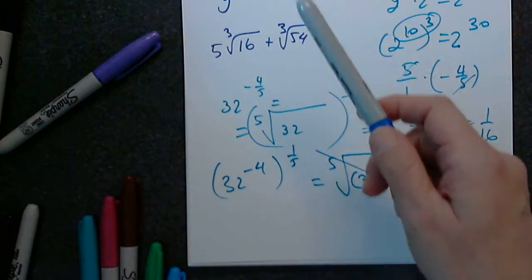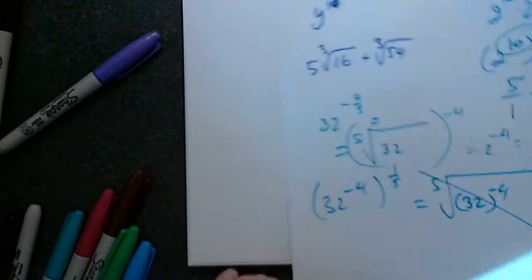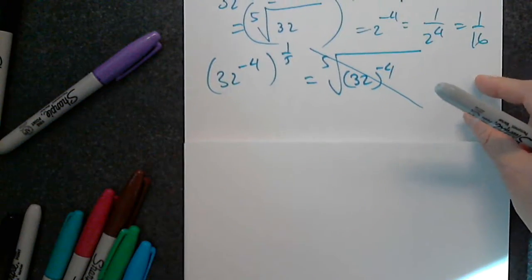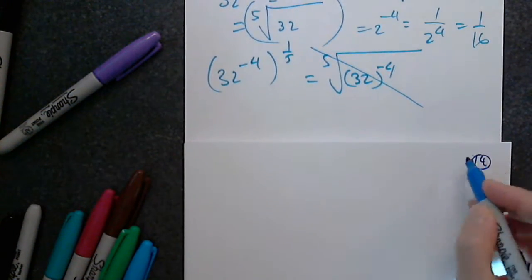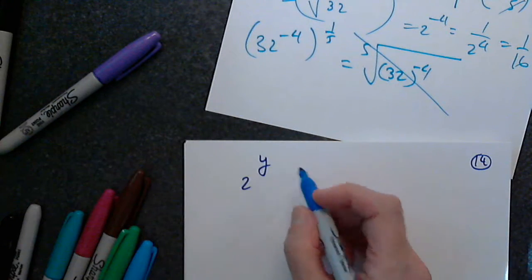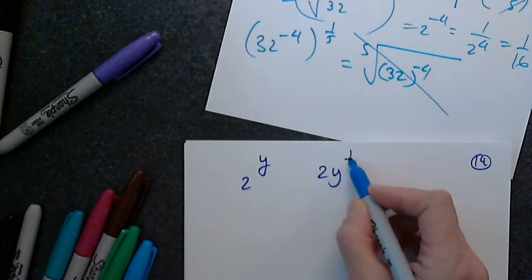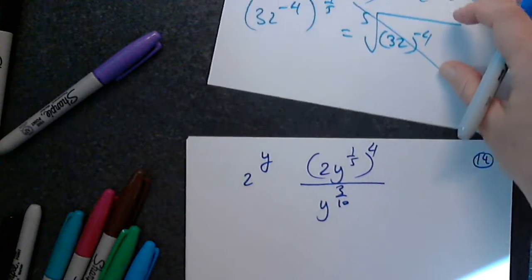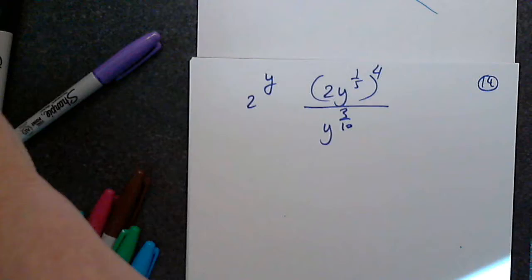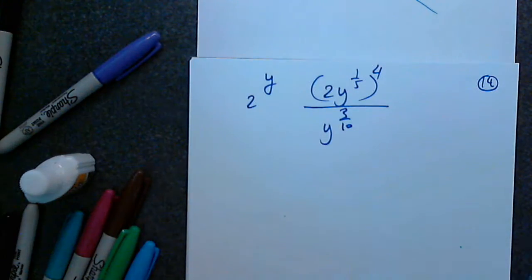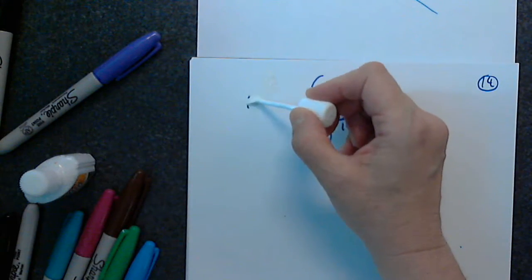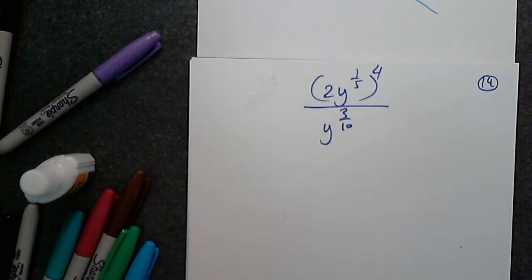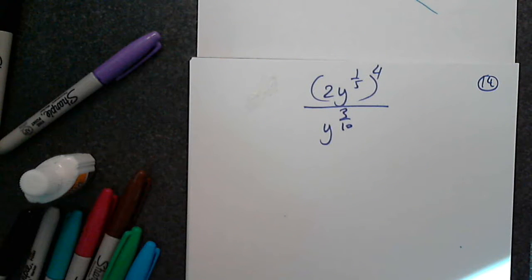Okay, so here's the second one. So we have 2y to 1/5 everything to the fourth over y to 3 over 10. So what do we do now? How do we simplify this radical expression? Because it is a radical. Although I don't see the radical, it's a fractional exponent. The fractional exponent means a radical.